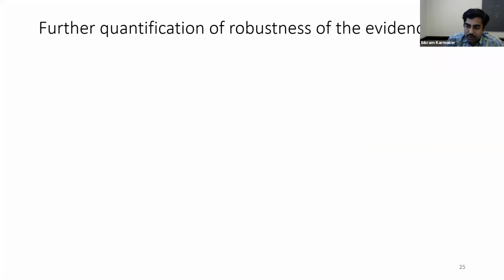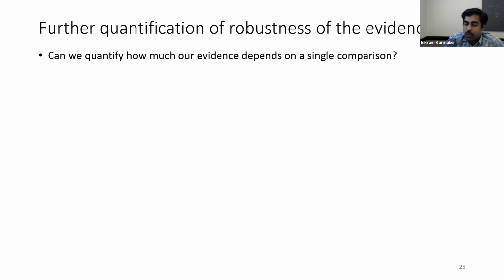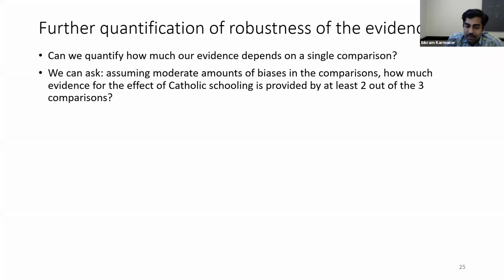Now you can do even more than that. You can ask, can you quantify how much of our evidence, if we are doing 3 comparisons, depends on just a single one? Probably we don't want to use just one comparison to conclude something, since we are doing 3 comparisons. So more specifically, we can ask, assuming a moderate amount of bias in the comparisons, so assuming some gamma, how much evidence for the effect of Catholic schooling is provided by at least 2 out of 3 comparisons?